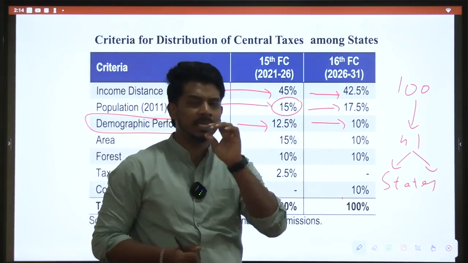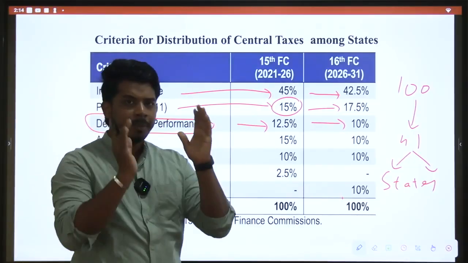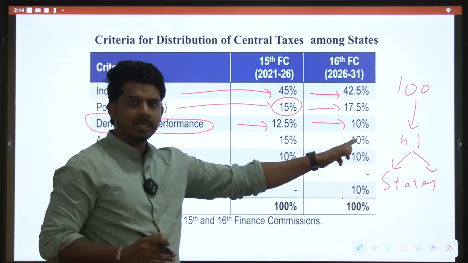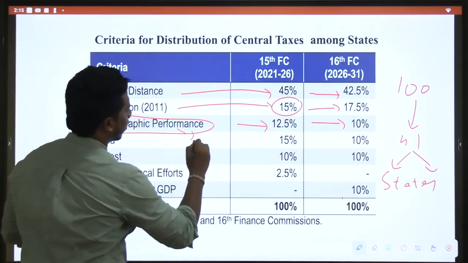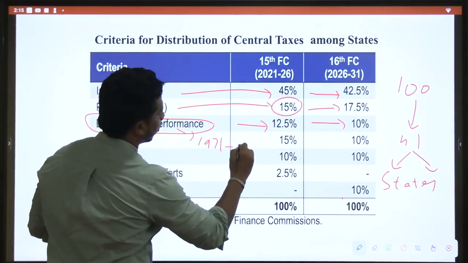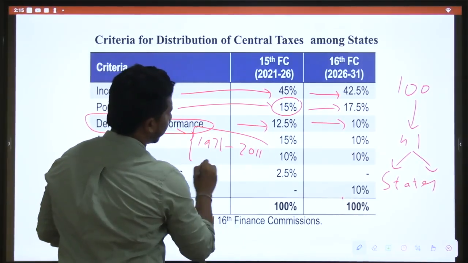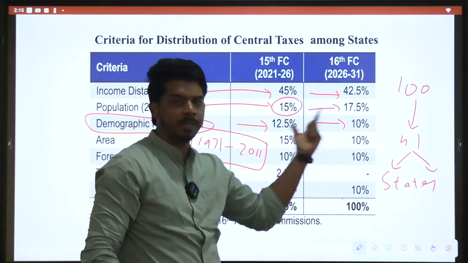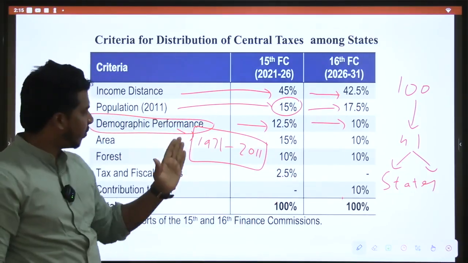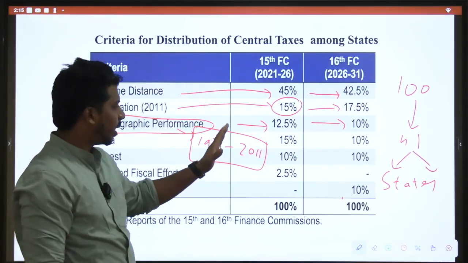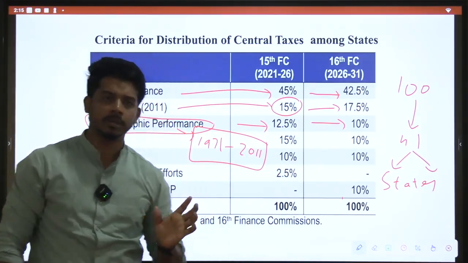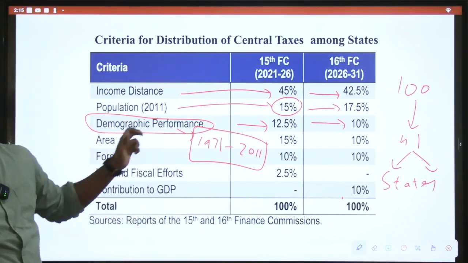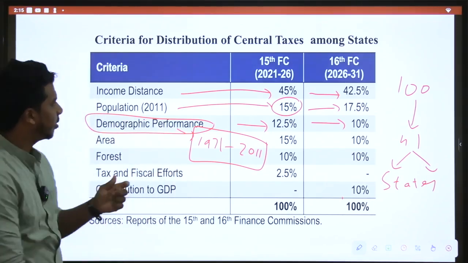There is also another change in this. The period which we will consider for this demographic performance is fixed between 1971 to 2011. The performance between this period only will be considered by the 16th Finance Commission. You may have done very well before 1971, they will not consider it. Whatever you are doing after 2011, they will not consider. Only this period is considered.